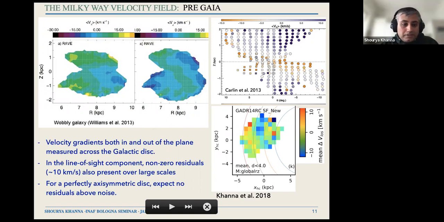And the amplitudes of these are important because if we can model them, then we can relate them to the individual features. So in this case, this is work that we did trying to measure the streaming motion in the line of sight velocity components, and we found that it was of the level of about 7 to 8 kilometers per second, and there have been models that have suggested that maybe the bar or the spiral arms might be causing these.